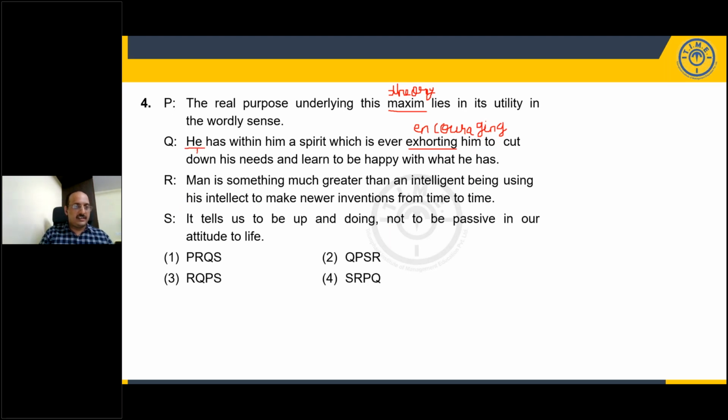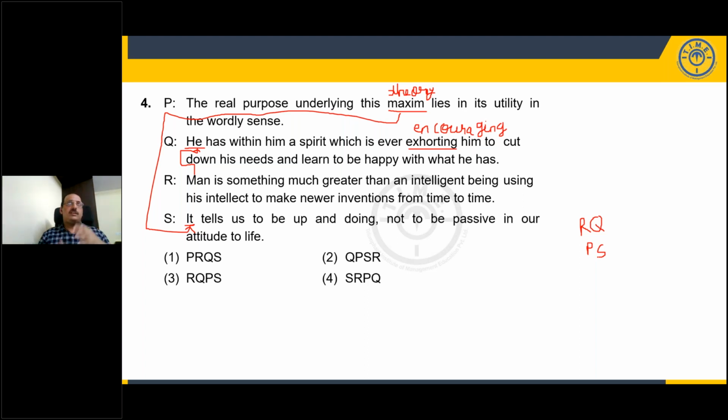Yes, because Q has a "he" that is basically referring to man. It tells us to be up and doing, not to be passive in our attitude to life. Now, what is this "it"? This "it" could be this maxim or this theory that we are talking about. All right. So just like R and Q will always come together, similarly P and S will always come together. I hope you got how we work this out, because the "he" in Q refers to the man in R, and the "it" in S refers to the maxim in P. So RQ comes together, PS comes together.